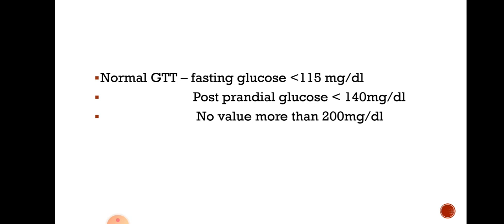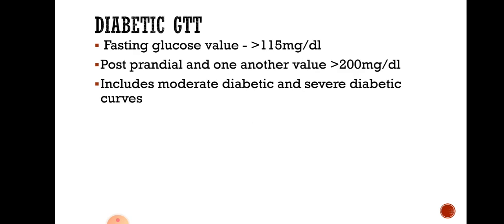Normal GTT, fasting glucose is less than 115 mg per dl. Postprandial, that is 2 hours after the intake, is less than 144.40 mg per dl, and no value of all the 6 samples, no value is more than 200 mg per dl. Diabetic GTT, fasting glucose value will be more than 115 mg per dl. Postprandial and one another value should be more than 200 mg per dl.